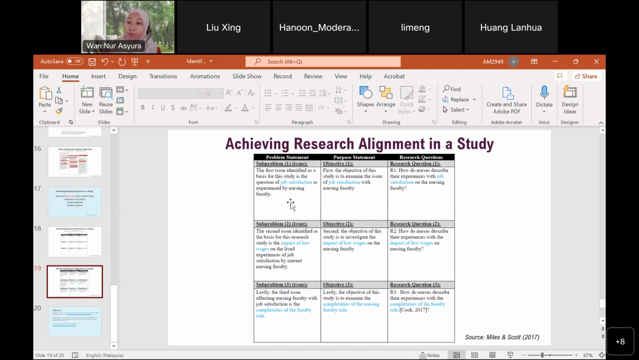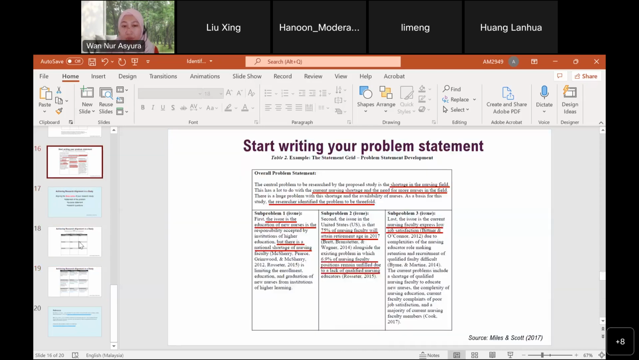But when it comes to a problem statement, it needs to be written in at least one sentence, like this. The first issue identified as a basis for this study is this question of job satisfaction as experienced by nursing faculty. It's a full sentence. So that is the problem statement. But this one is the sub-problem. If you look at the previous slides, this is the overall problem statement. So basically, to arrange your thoughts within this framework, I would say use this template. It's easier for you to organize your thoughts when you write the statement of the problem.